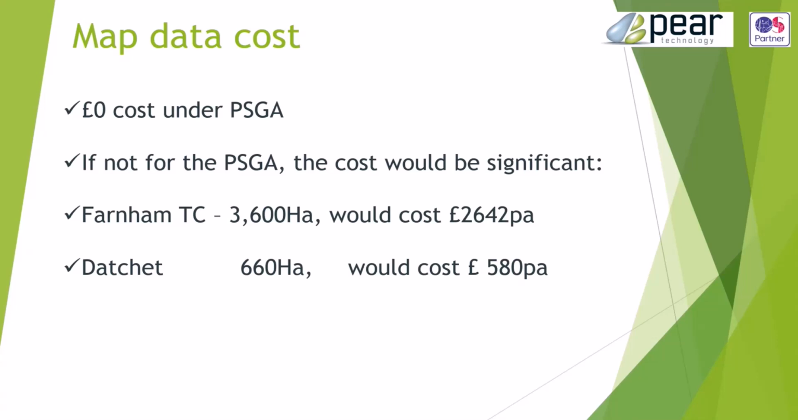So for Farnham Town Council, big council, 3,600 hectares, the annual cost would be £2,642 per year for the use of the OS MasterMap data. Much smaller council, Datchet, 660 hectares, but it would still cost them £580 per year. So very significant saving, if you like, by getting that data free under the PSGA. Next slide, please, Mark.